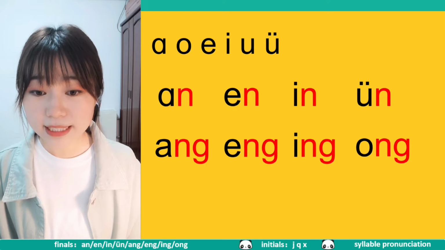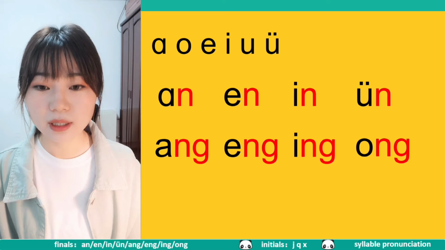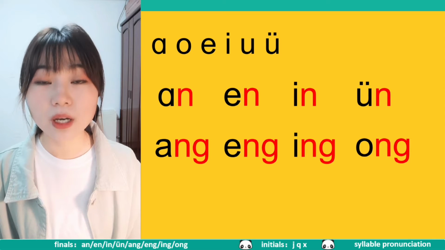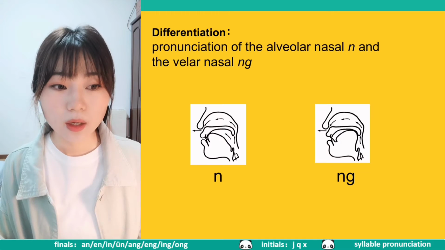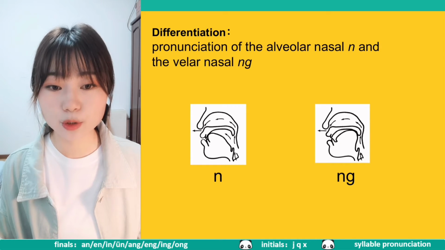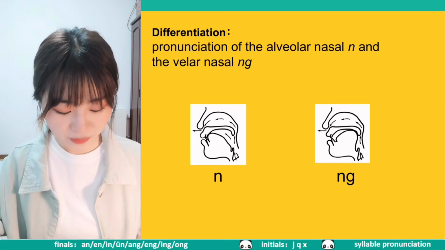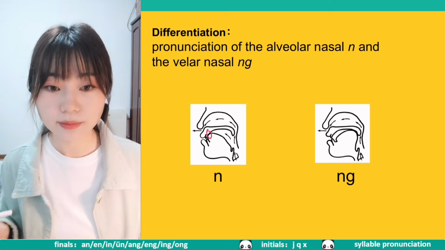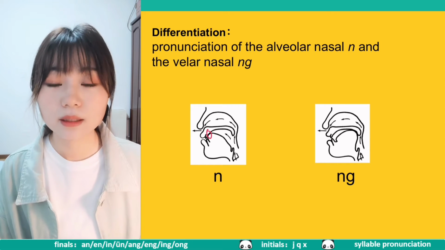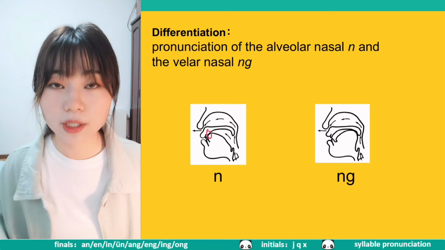And to learn these 8 finals, we have to know the pronunciation of the alveolar nasal and the velar nasal. When saying the alveolar nasal, the tongue tip should press on the upper alveolar ridge, which is a little higher than the root of your teeth. Here. Let the air out through your nose.